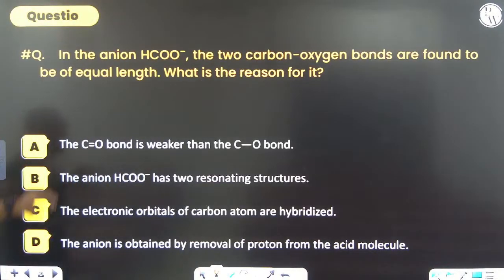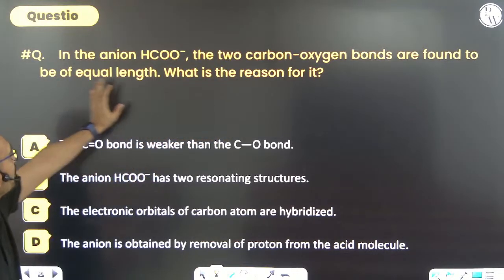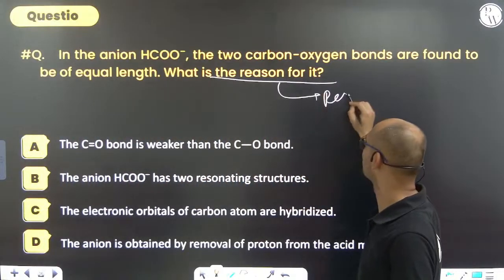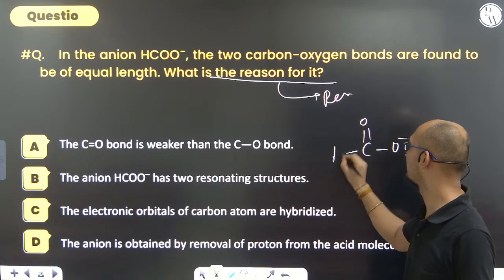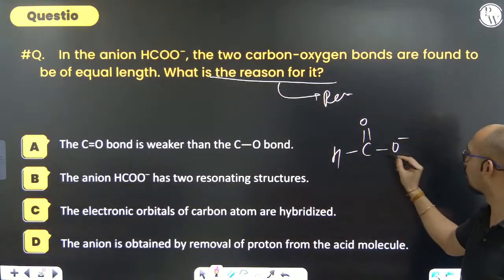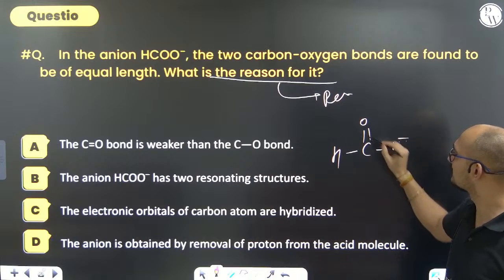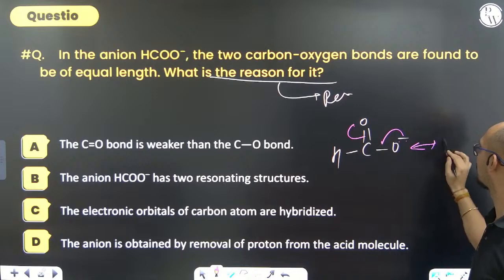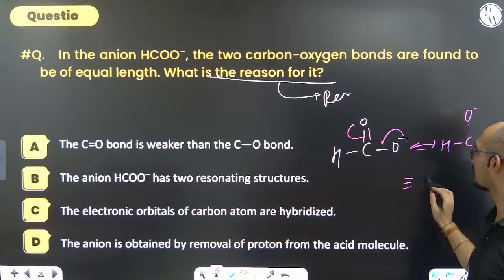Now in the anion HCOO minus, the two carbon oxygen bonds are found to be equal in length. What is the reason? The reason is resonance. Why? See, just draw it, HCOO minus. Can you see there? This negative charge is in resonance with this pi bond, through lone pair and pi conjugation. So this will be given to this, and we get HC double bond O. Now what will the resonance hybrid look like?